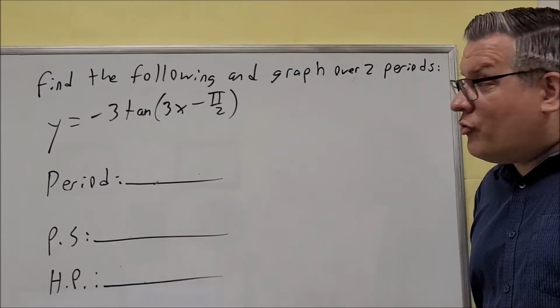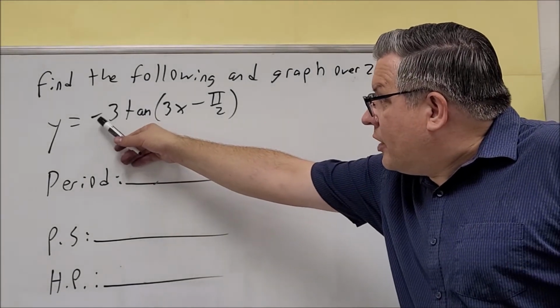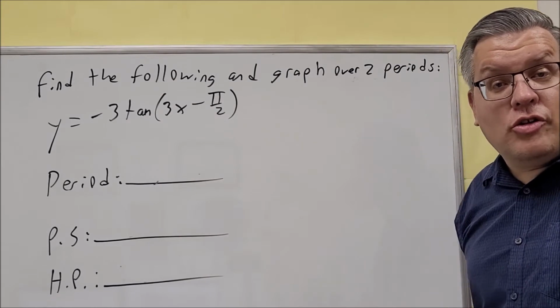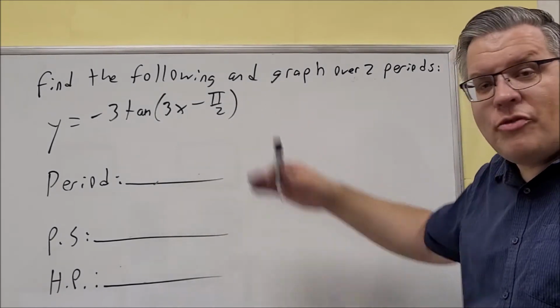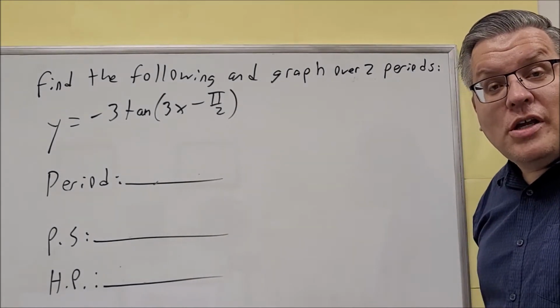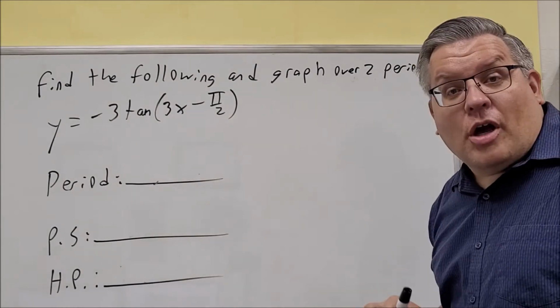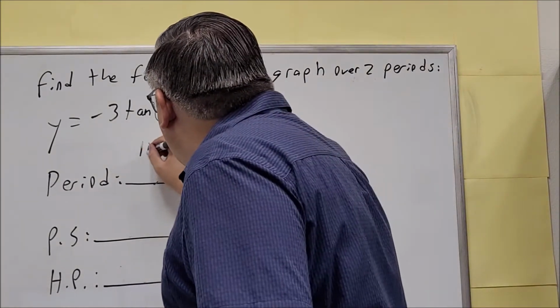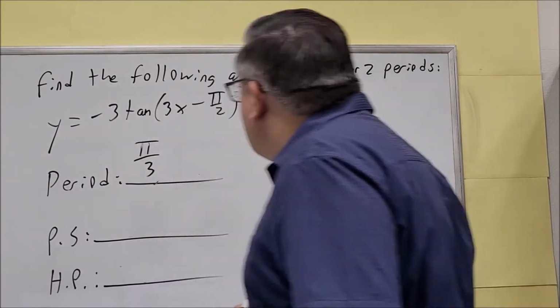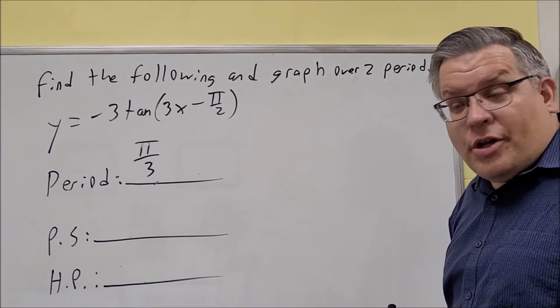For this next graph, we have a flip to deal with because there's a negative in front, so we'll deal with that a little bit later. First, let's find this information. The period is going to be pi divided by the number in front of the x. So it's going to be pi divided by 3 is your period.